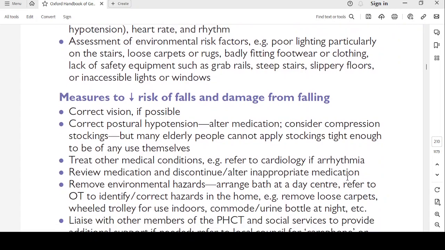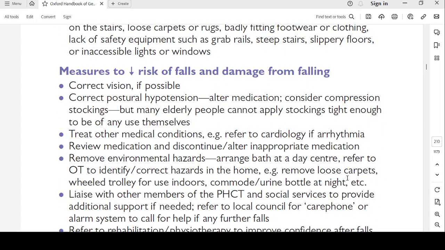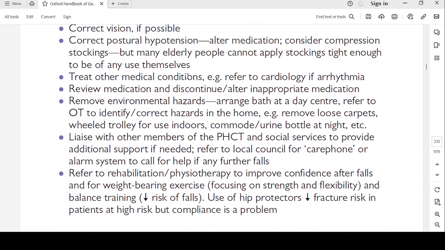Measures to decrease the risk of falls and damage from falling. Correct the vision if possible. Correct postural hypotension. Alter the medication. Consider compression stockings, but many elderly people cannot apply stockings tight enough to be of any use to themselves. Treat other medical conditions. Refer to cardiology if there is arrhythmia. Review the medication and discontinue or alter inappropriate medication.